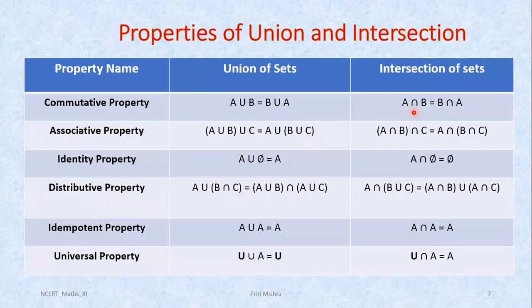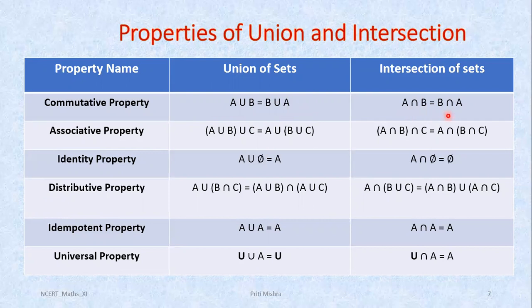Now we will discuss properties of union and intersection. First property is the commutative property. Commutative property means if you are applying the union operation for two sets A and B, then A union B will be the same as B union A. This is the commutative property for union of sets. Means whether you write the elements of set A or the elements of set B first while taking the union of two sets, that doesn't matter.